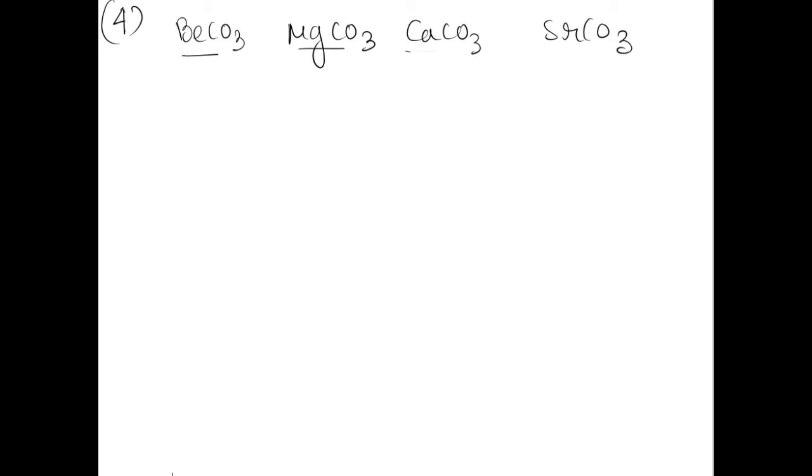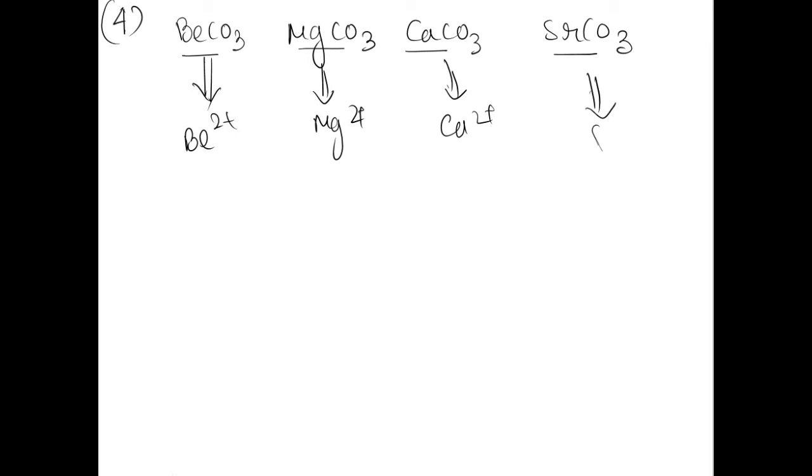Now for the fourth question, there is the increasing order of carbonate stability of group 2 elements. We have barium carbonate, magnesium carbonate, calcium carbonate and strontium carbonate. Again, carbonate is a large anion. The cations here are beryllium 2 plus, magnesium 2 plus, calcium 2 plus and strontium 2 plus. When a cation is attached with a larger anion, that interaction will be better.